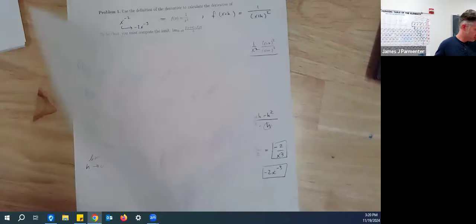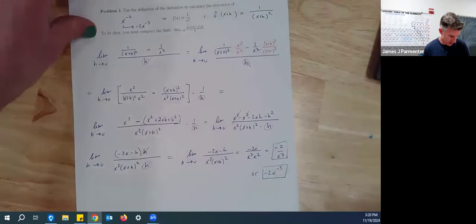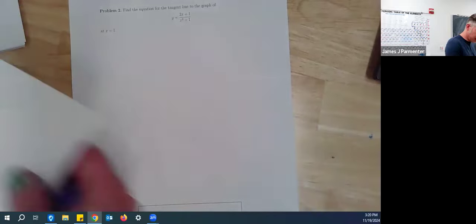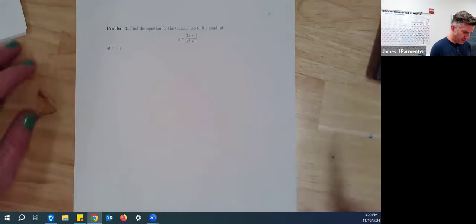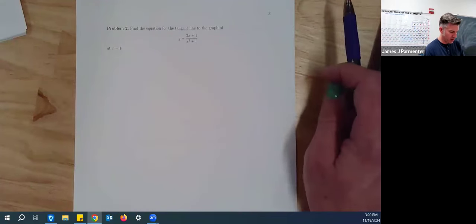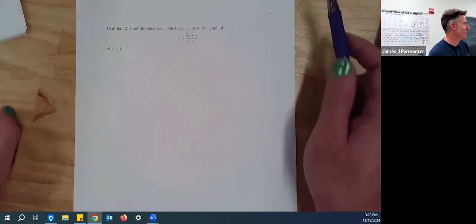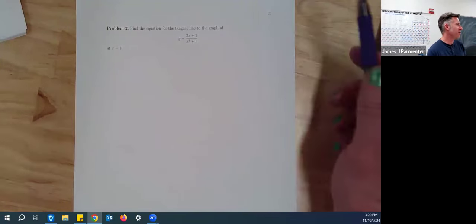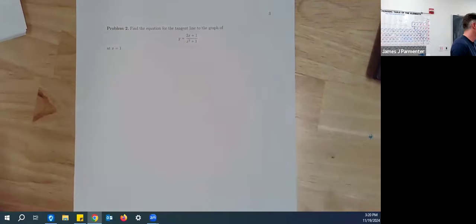Continuing on. What else do we have here? That's a good one. Find the equation for the tangent line to the graph of y equal to 2x plus 1 over x squared plus 1. I'm almost tempted to make it an implicit differentiation problem. Technically, I could multiply both sides by x squared plus 1 and then just do it implicitly. Should I do that? Probably not. Probably definitely not what he's expecting you to do.